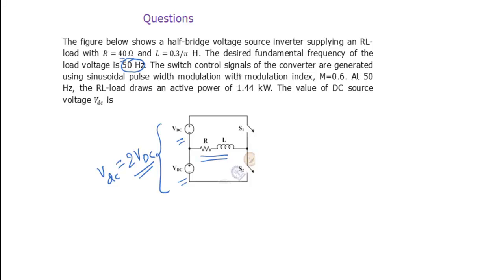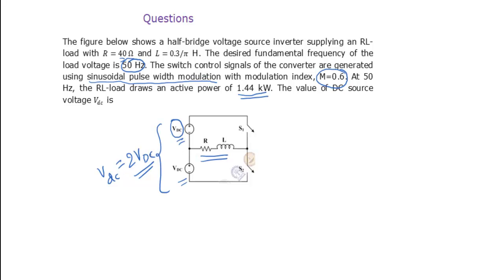The switch control signals of the converter are generated using again the sinusoidal pulse width modulation technique, with modulation index 0.6, which is required for us. At 50 Hz, the RL load draws an active power of 1.44 kilowatts. The value of the DC source VDC we need to calculate. That means we need to calculate this value. If we know the total 2 VDC, we can calculate that.